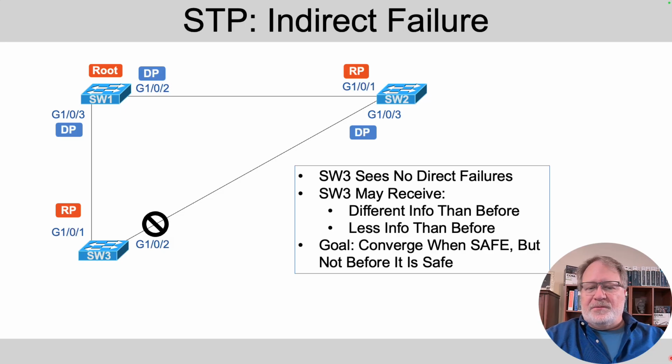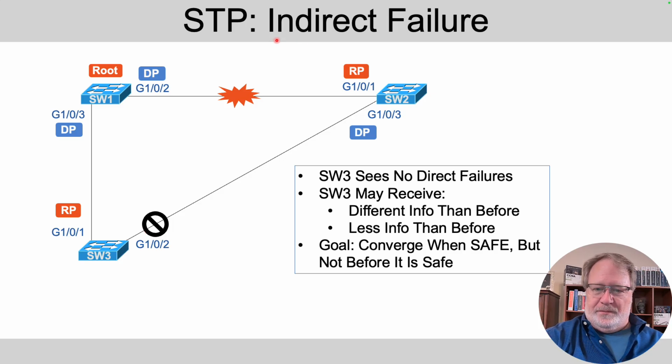So let's talk about a different scenario. Here's switch 3, and we're going to focus on how switch 3 thinks, because that's where this port is that's in a blocking state, and it's going to need to change. But let's imagine that top link between switch 1 and switch 2 fails. From switch 3's perspective, that's an indirect failure. That is, switch 3 doesn't know that any interface has failed, right? So how in the world does switch 3 even know anything has changed?